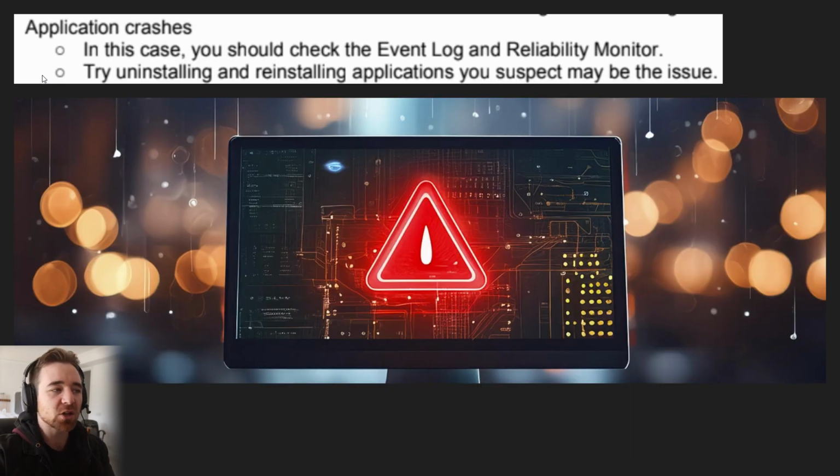Another one was application crashes. Application crashes aren't going to cause your time and date to drift, but if you're using an application and it crashes, you can check the event log. That will give you a log of events that have occurred within that specific application, and will tell you exactly what happened, what caused the issue, and when it happened, which can help you narrow it down a little bit. So that's something you can do as a troubleshooting step there.